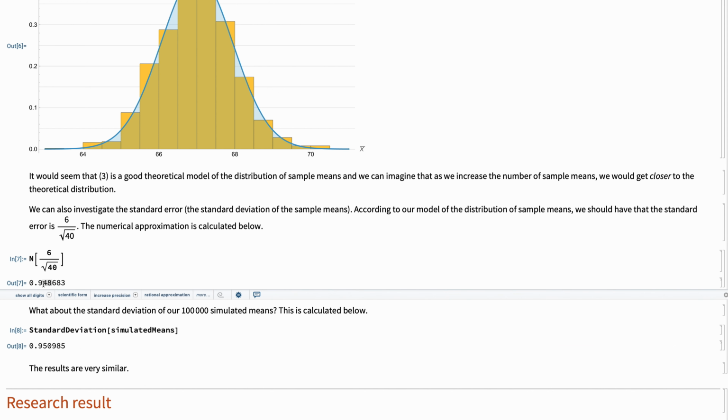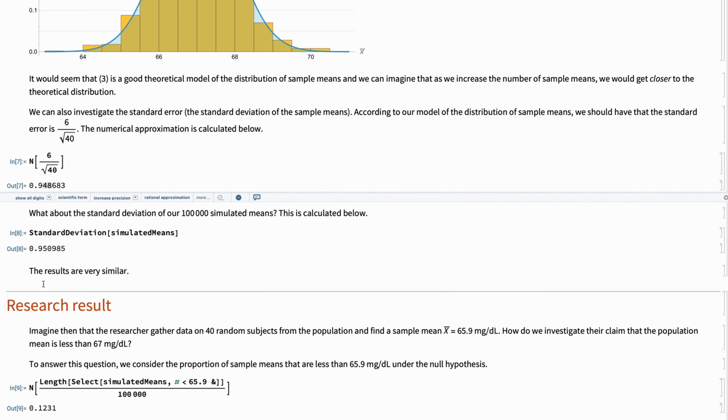And 100,000 is a lot, but it's actually still very few. But look how close that is. It's really this visual representation, looking at the theoretical standard error from the central limit theorem and looking at the standard deviation of my 100,000 sample means. Look how close these things are. And you can imagine if I increase that 100,000 number, those values are going to get closer and closer to each other.